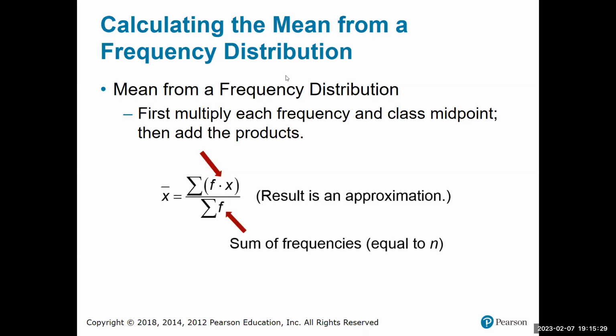All right, so we're going to look at a couple of different ways to calculate mean. So this is going to be a mean from a frequency distribution. You already have a frequency distribution and you want to calculate the mean. First thing I want to say about this is it's going to be an approximation, and the reason it's an approximation is because you're using the class midpoints. You're not using the actual values, right?